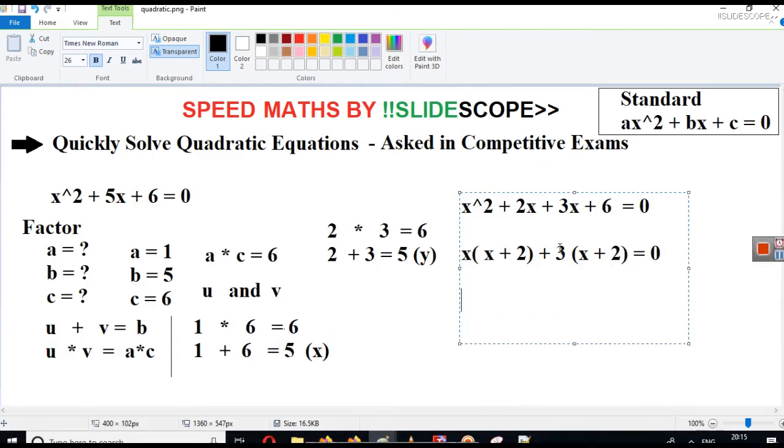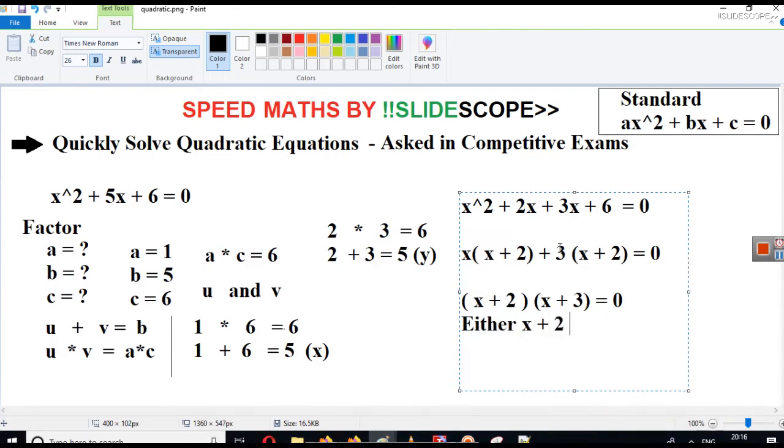Now from this whole equation, we can take x plus 2 common, and the next part will become x plus 3. This is equal to 0. Now this simply means either x plus 2 is equal to 0 or x plus 3 is equal to 0.